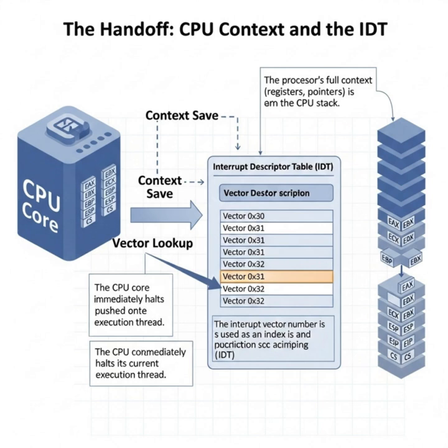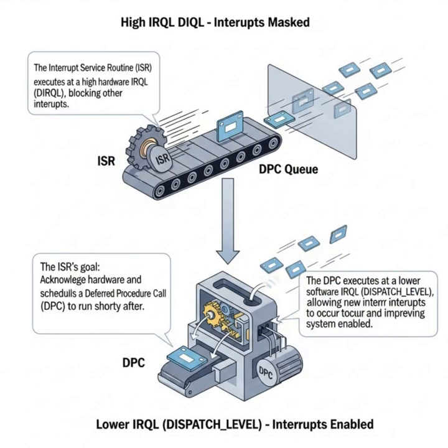With the context saved, the CPU uses the interrupt vector number it received from the APIC as a direct index into a fundamental OS structure, the Interrupt Descriptor Table, or IDT. Think of the IDT as the kernel's emergency contact list. Each entry in this table, pointed to by the vector, contains the memory address of the specific function designed to handle that exact interrupt. This is the Interrupt Service Routine, or ISR. The IDT provides the direct, non-negotiable address, and the CPU immediately jumps to that location and begins executing the driver's code. We've reached the Interrupt Service Routine.